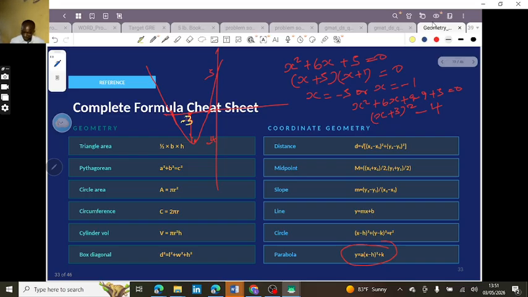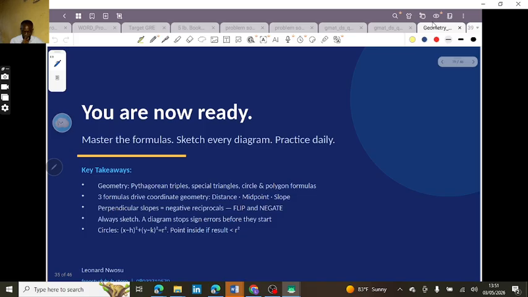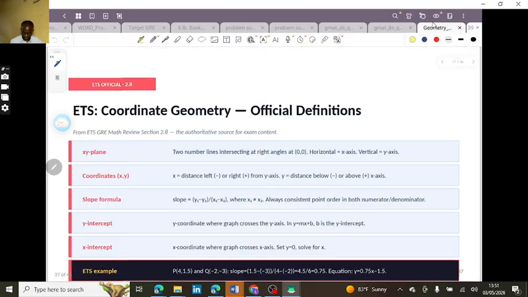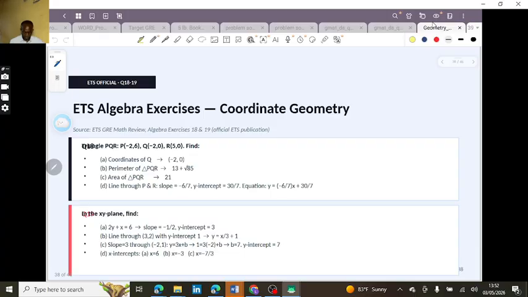All right, 2 more pages. We have additional practice at Khan Academy. Here's official prep, GMAT Club Forum. Khan Academy and GMAT Club Forum are websites. I've also included the website, and I also included a glossary of terms.